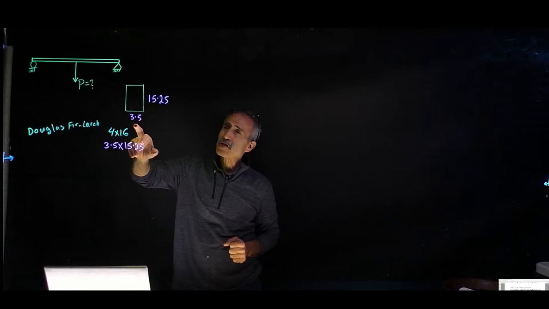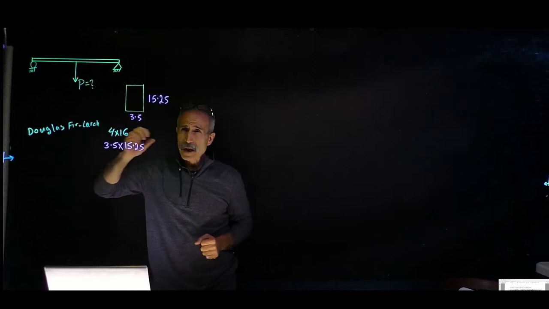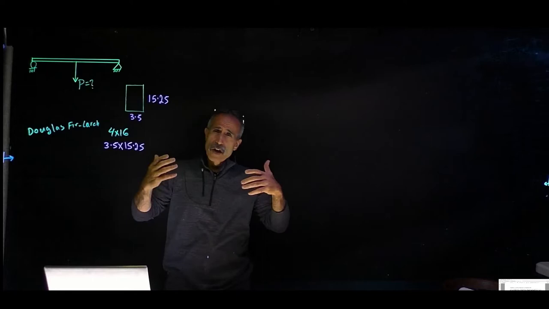I thought it was a pine wood, but it's not pine. It's a Douglas fir larch. That's a type of species of wood. You know, we have oak, we have birch, we have pine. There are all kinds of varieties of them.